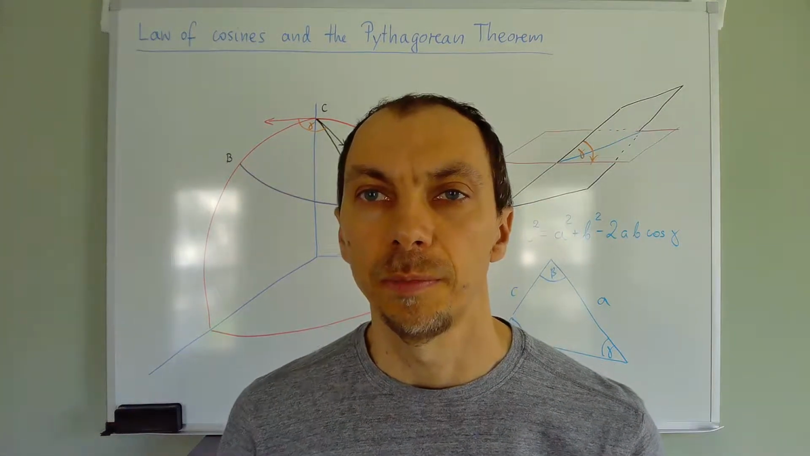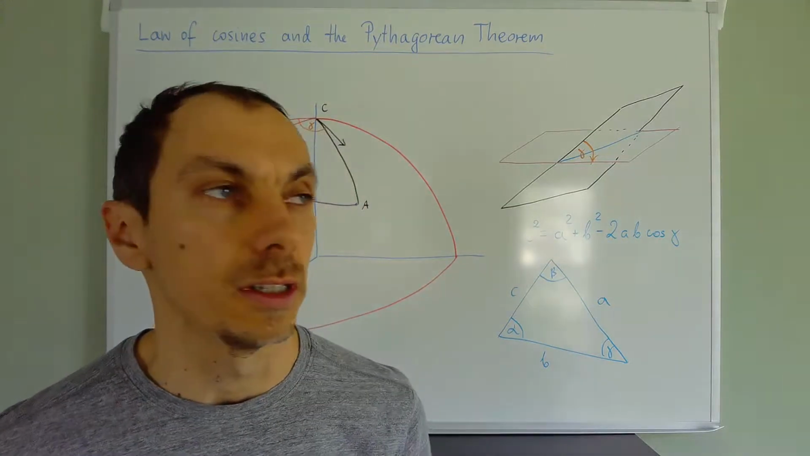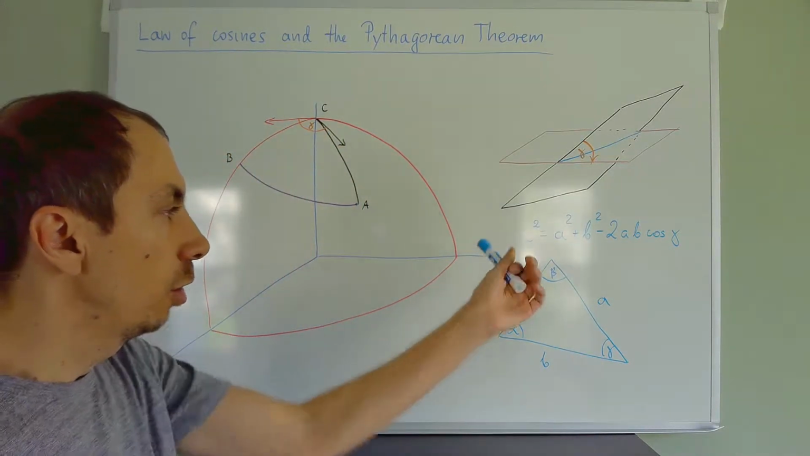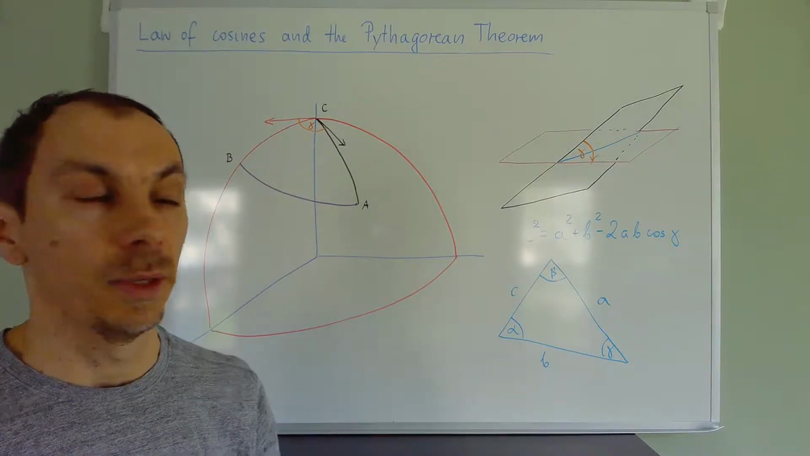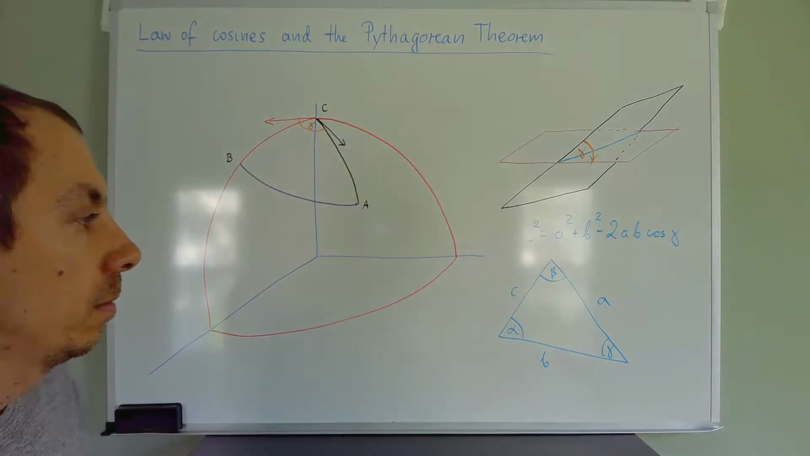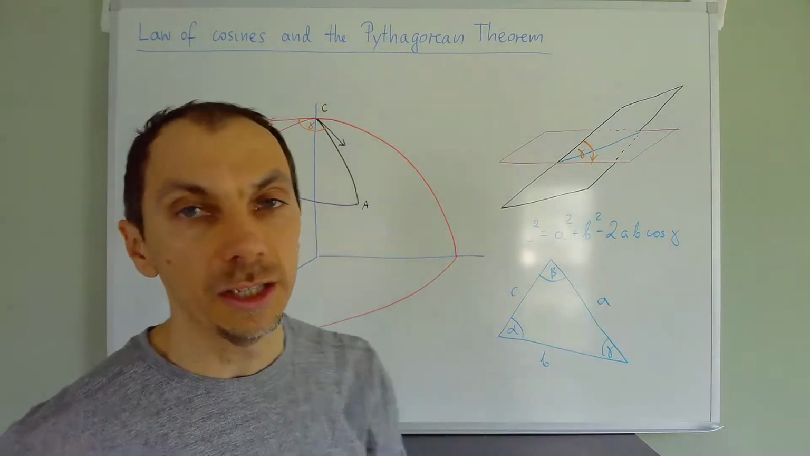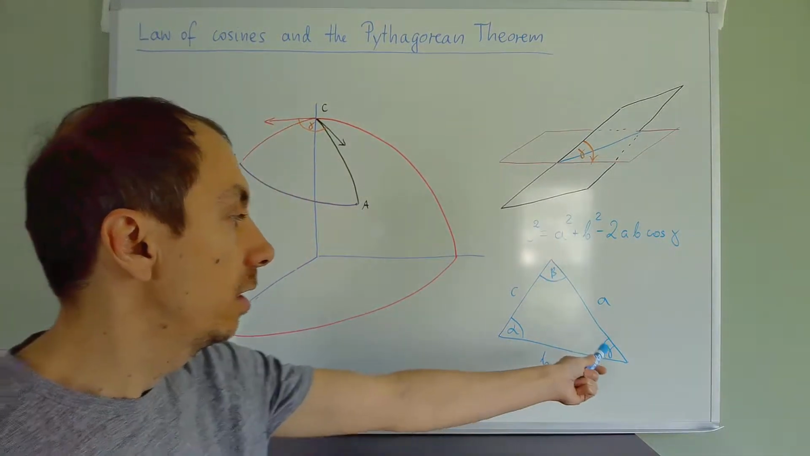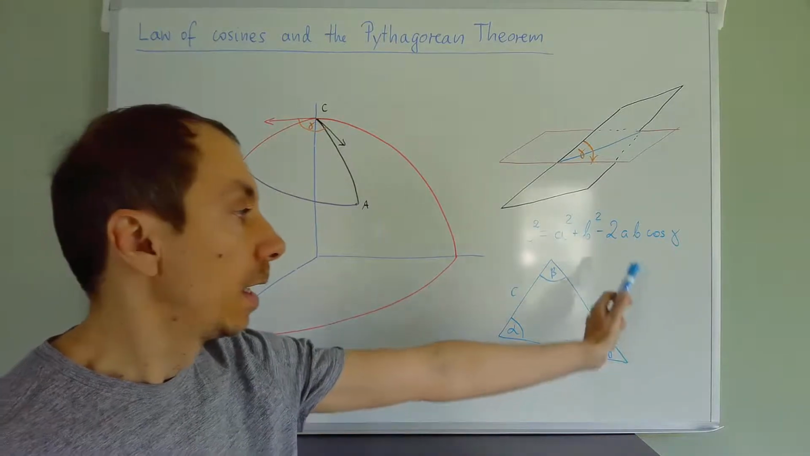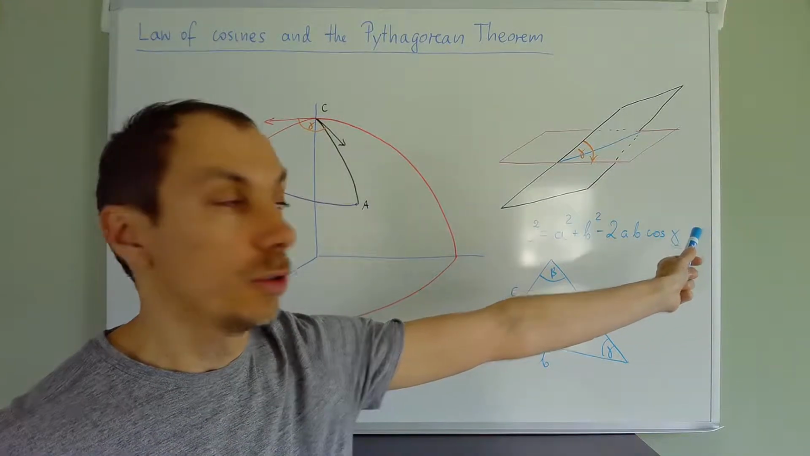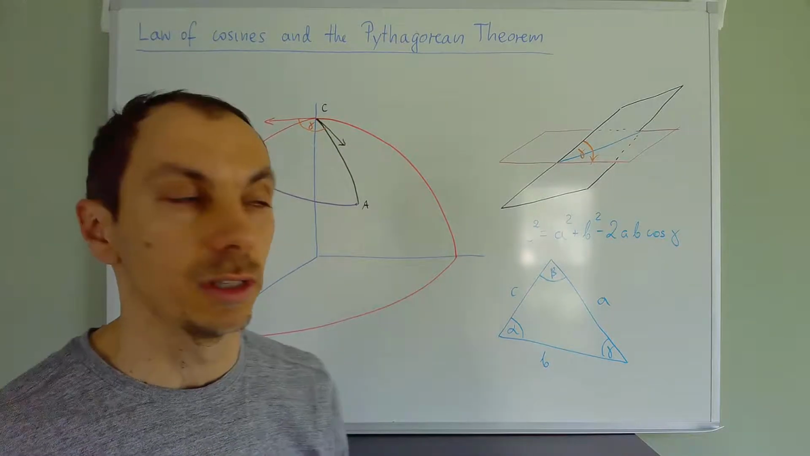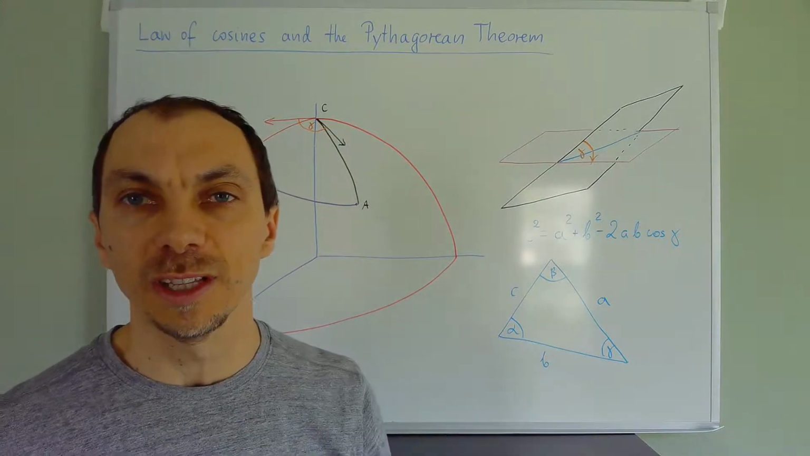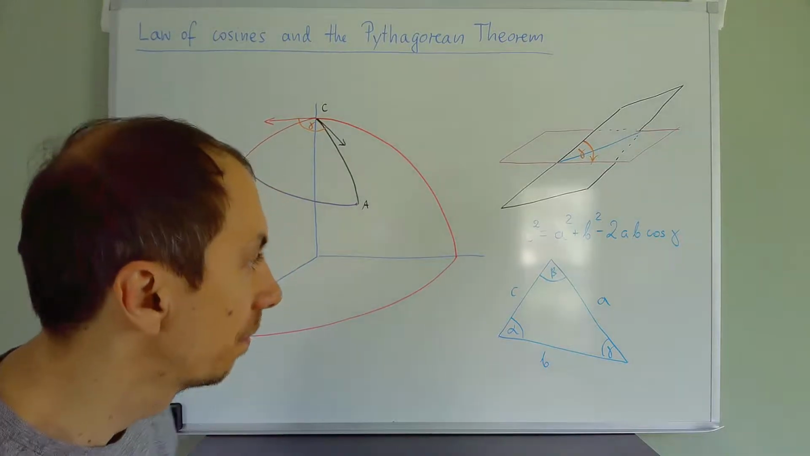So it's sort of a Pythagorean Theorem on steroids, in the sense that you don't need a right triangle and you still kind of get the statement of the Pythagorean Theorem. In the special case when gamma is a right angle, then cosine of gamma is equal to 0, and you do get the Pythagorean Theorem, c squared equals a squared plus b squared. But this one is really nice because it actually works for any triangle.